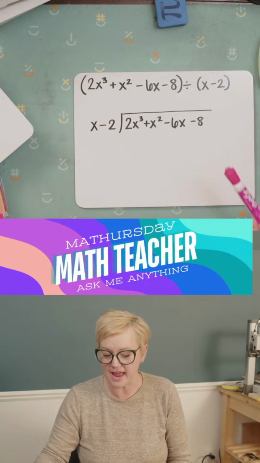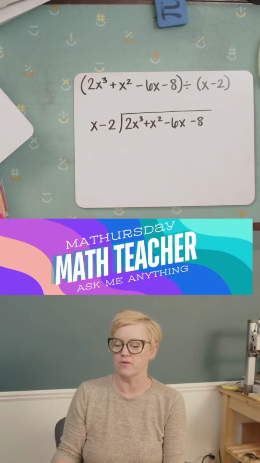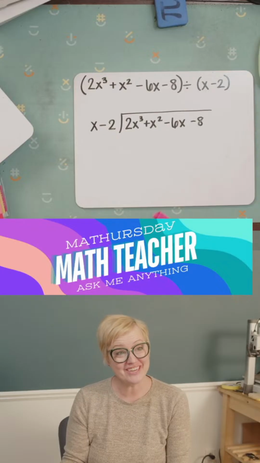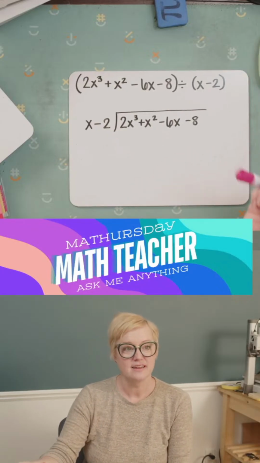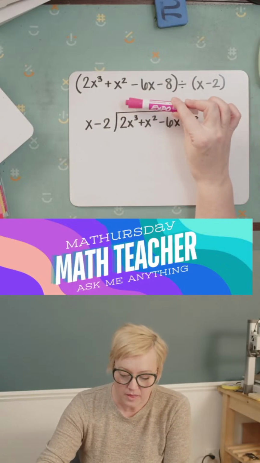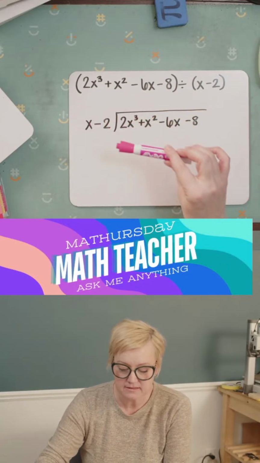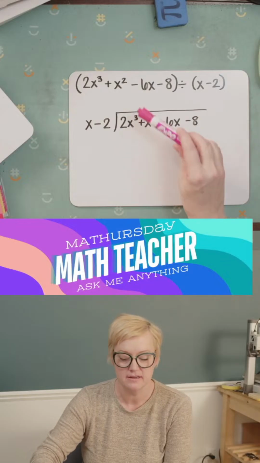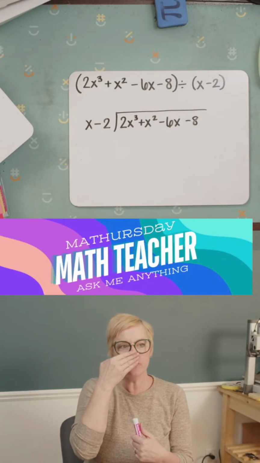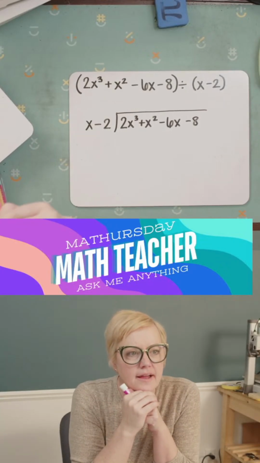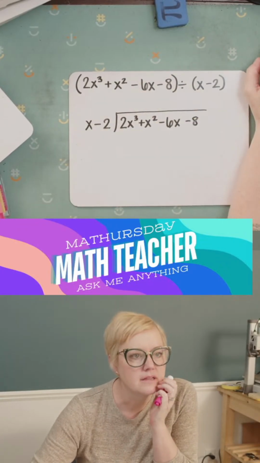Now, just like the algorithm for long division, I'm just going to be looking at this times this down here, and then subtract. This times this down here, subtract, okay? So when you're looking at this, hold on, let me see.